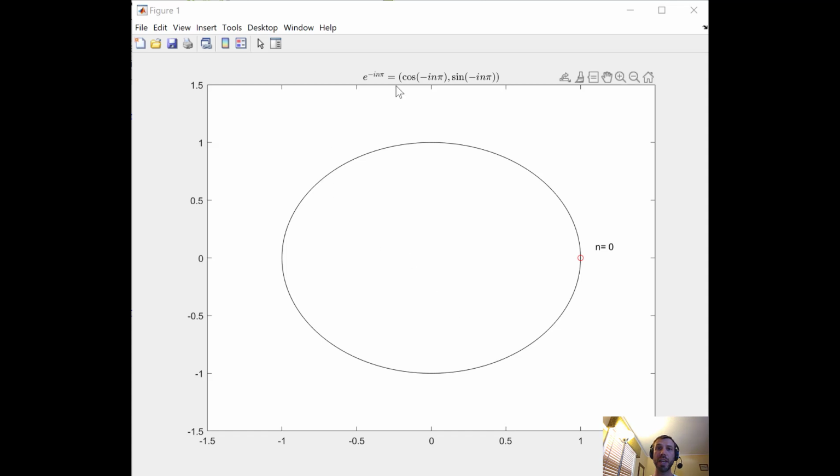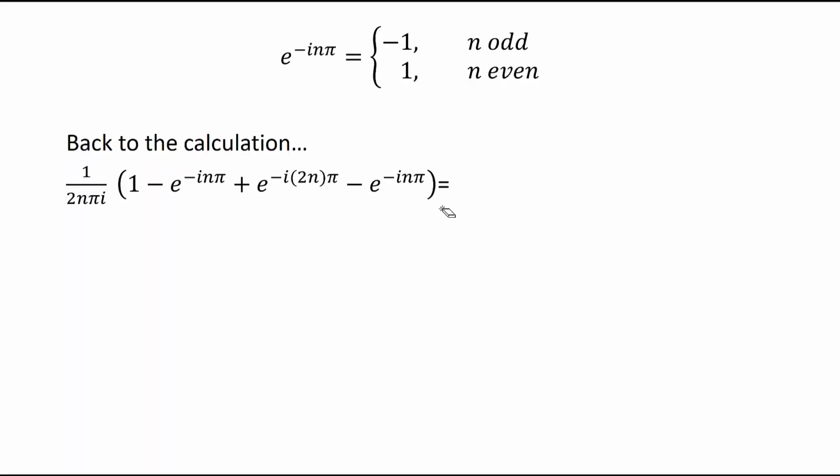If we're just purely looking at e to the negative inπ, then we're looking at points that alternate, as I go from even n to odd n, from one end of the unit circle to the other. One end to the other, one end to the other. In other words, e to the negative inπ is going to alternate between the values of 1 plus 0 times i, which is just 1, and -1 plus 0 times i, which is just -1. Hopefully this last MATLAB demonstration convinces you that e to the negative inπ alternates between the values of -1 and 1 depending on whether n is odd or even.